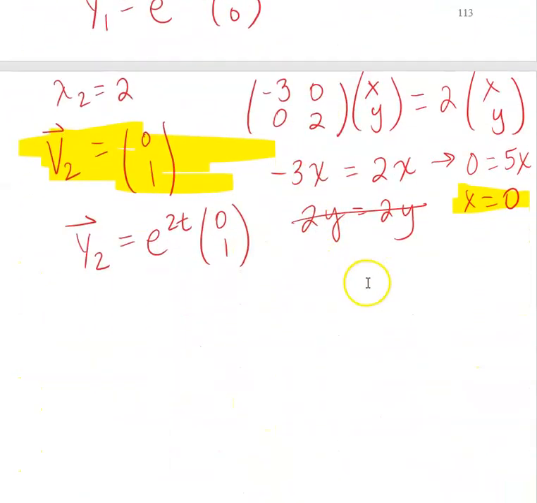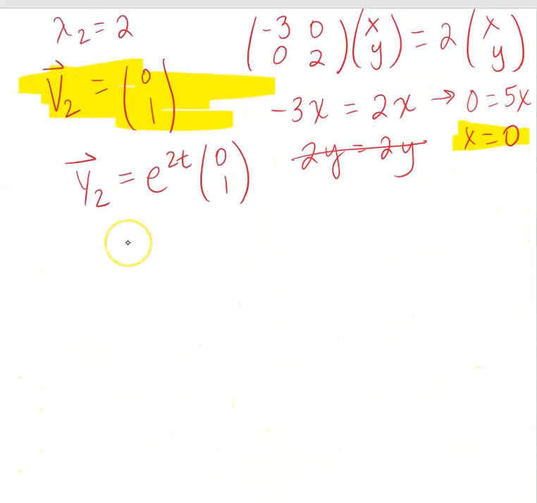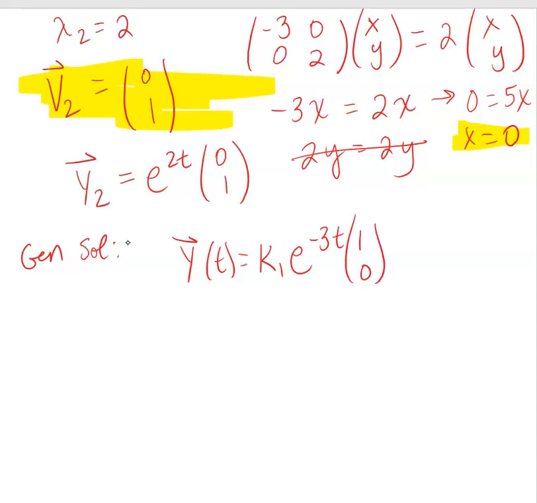If we put that together using linearity, my general solution then, remember, is going to be y of t equal to k1 times the first solution plus k2 times the second solution. And that would be my general solution right there.